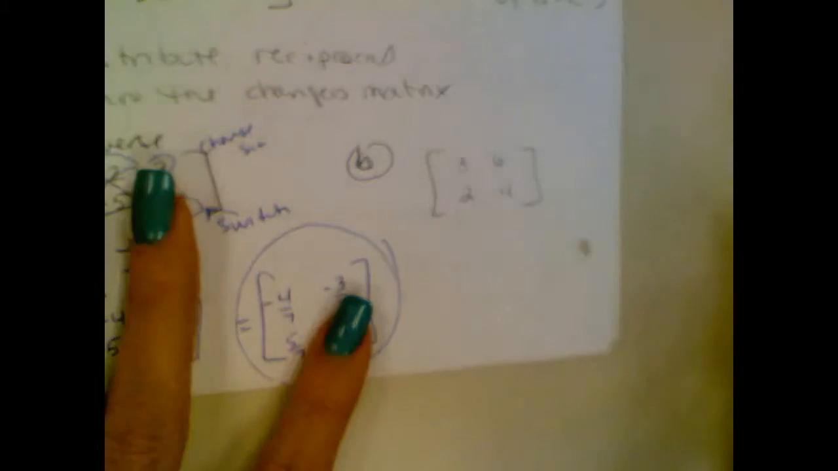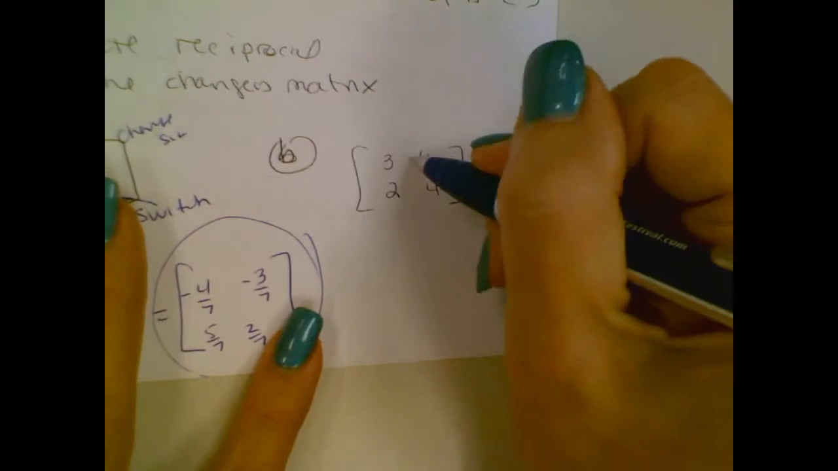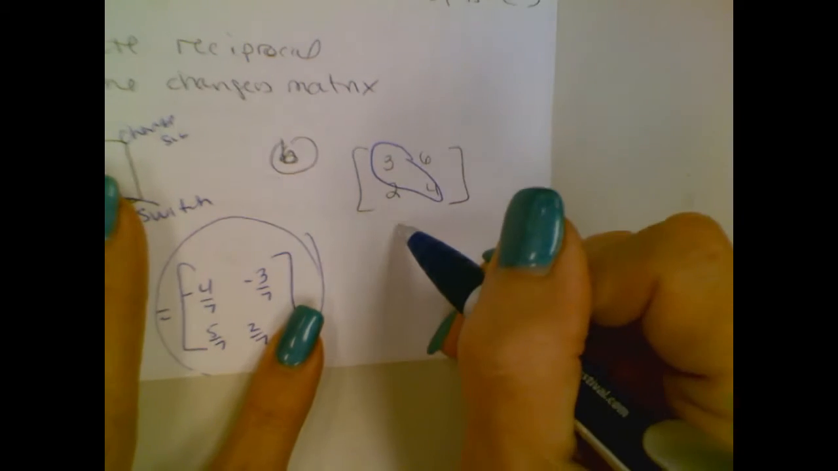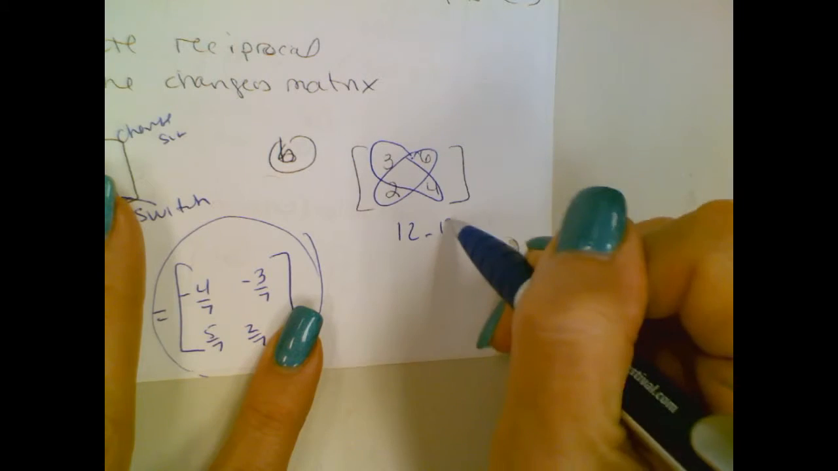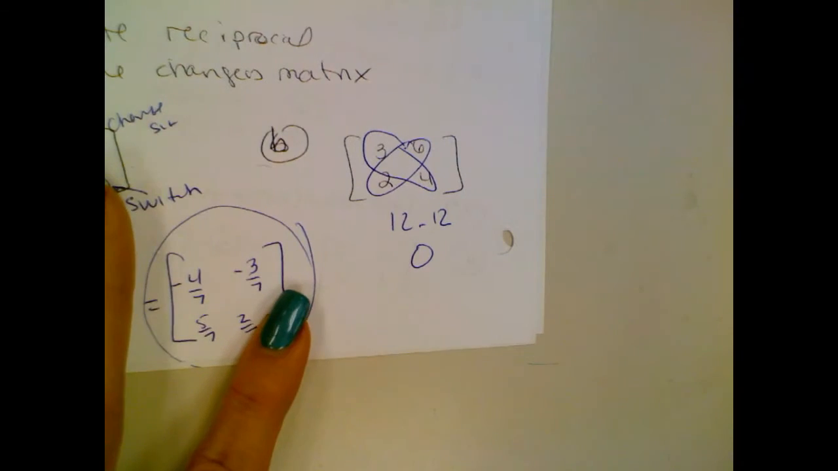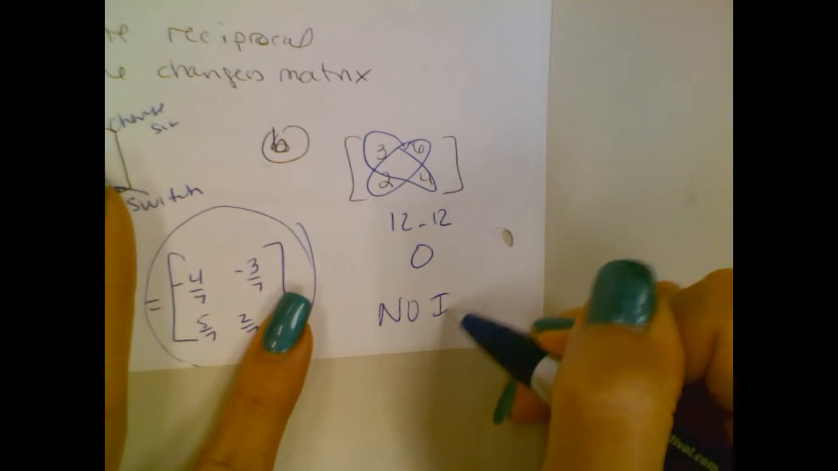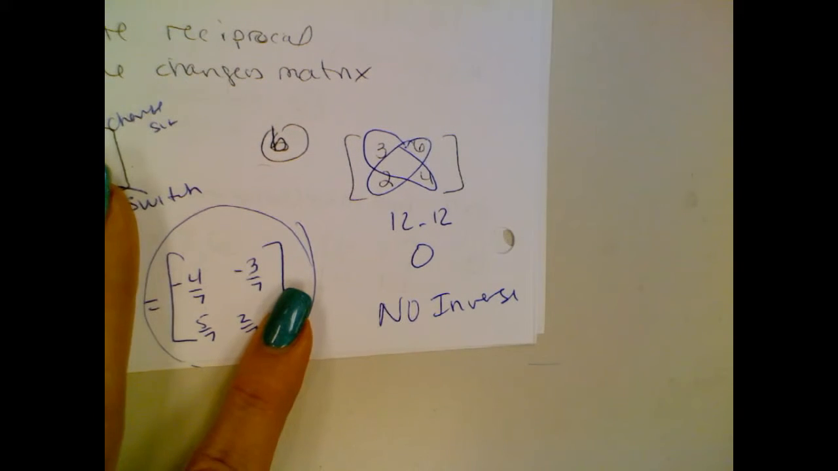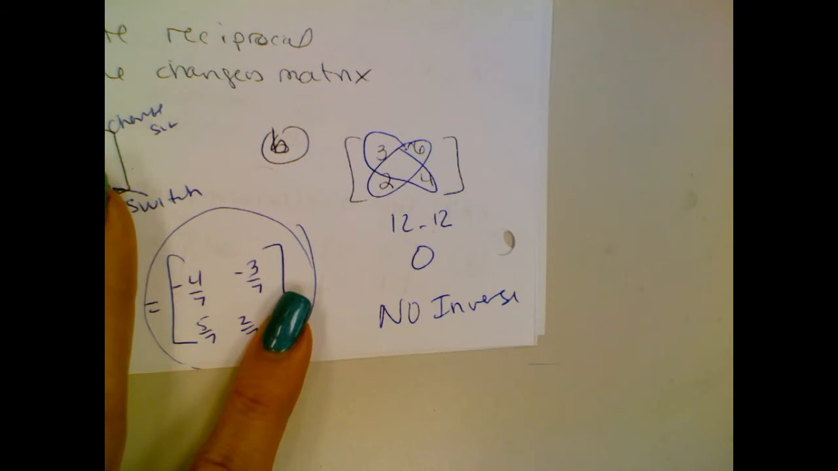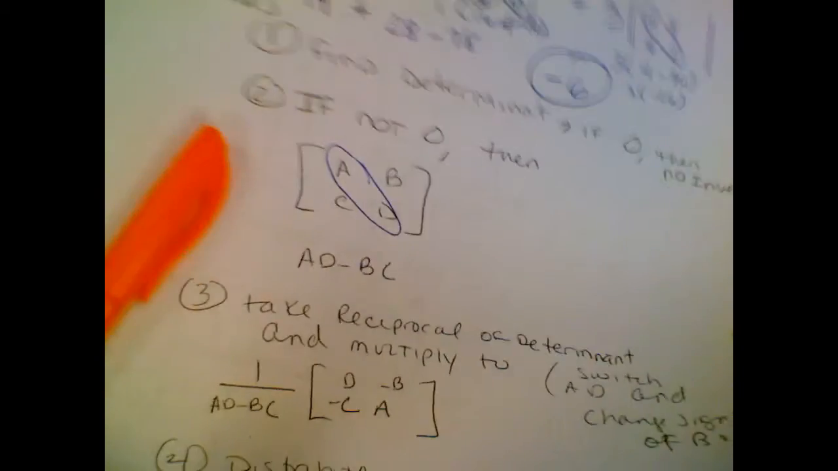All right. Let's do the next one. Ready, guys? What's 3 times 4? What's 6 times 2? 0. Or 0. Is there an inverse? No inverse. Did you guys like that example? So if you tried to punch that in and did the inverse, it would say error, domain error.